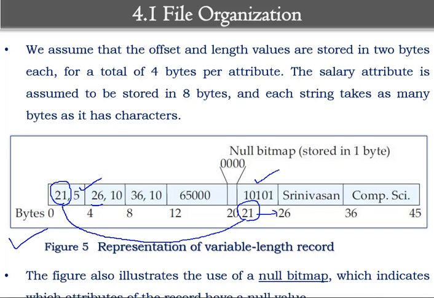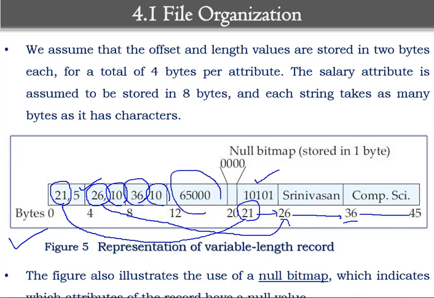Next variable length record is beginning at 26th byte. So it is beginning at the 26th byte here, and how many bytes is it taking? 10 bytes. So if you count this 10 bytes, you will go to 36th address. So next record is beginning at 36. It is also taking 10 bytes. So 36 to 45. So here we have one more record, that is fixed length record.